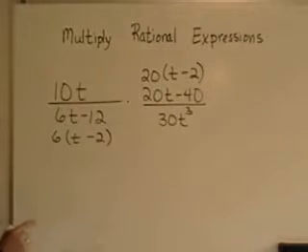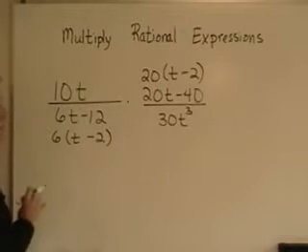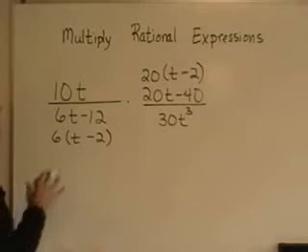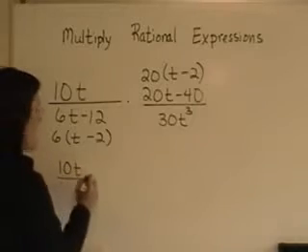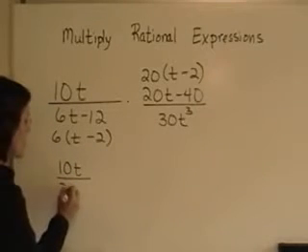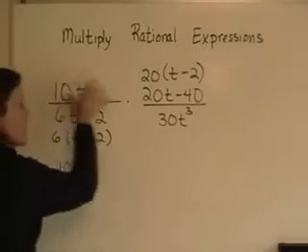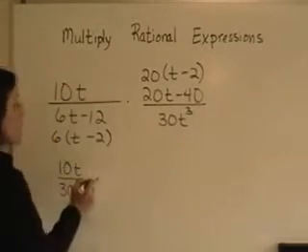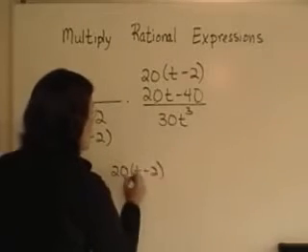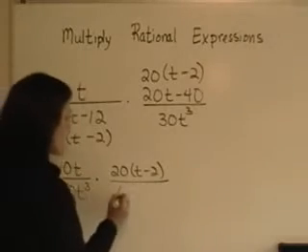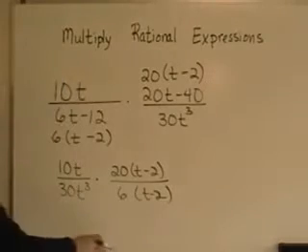Now, it's not necessary that I do this, but I'm going to rewrite these. I'm going to put the numerical factors in front. In other words, this 10t and this 30t cubed, because I will likely reduce those together. One's on the top, one's on the bottom, it's all right for me to do that. This 20 times t minus 2, and this 6 times t minus 2 are likely to be reduced.